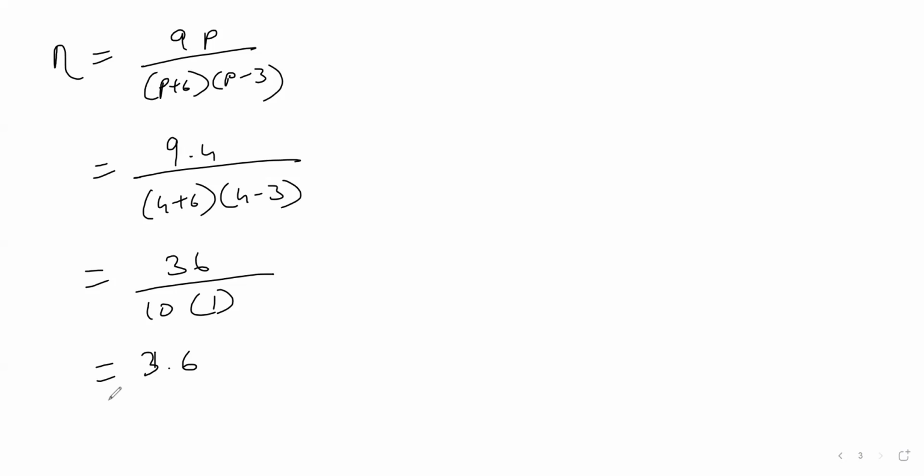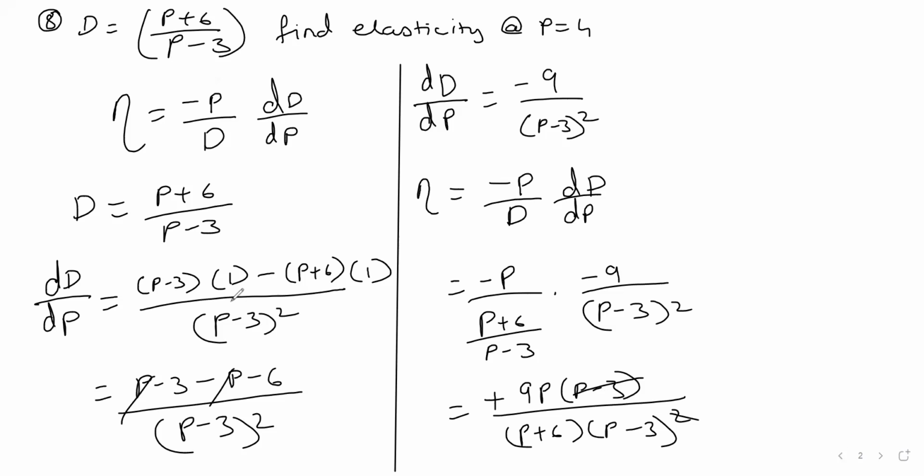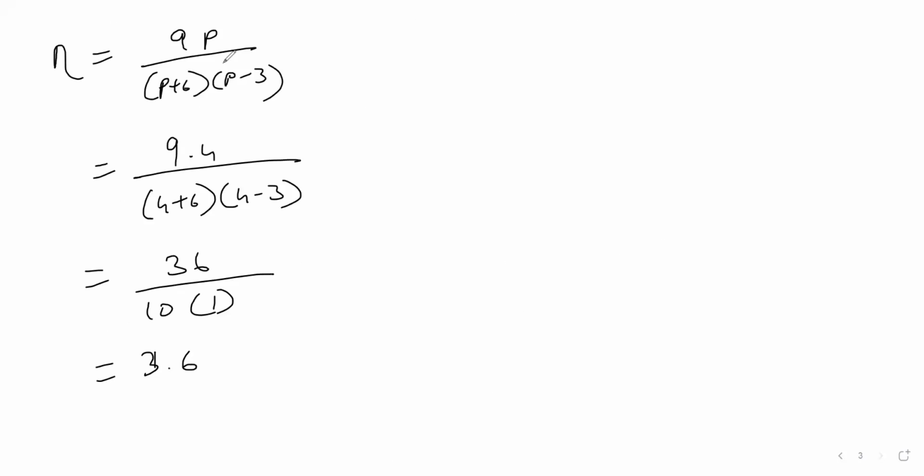So elasticity of demand at price 4 is 3.6. This is the formula. After differentiating this with respect to P, we can find d/dP of D, and elasticity is minus P upon D, d/dP of D. When we put it here, we get plus 9. This minus minus will become plus 9P. P plus 6, P minus 3 will cancel from the top. P plus 6, P minus 3. Put P equals 4 and you will get this answer.